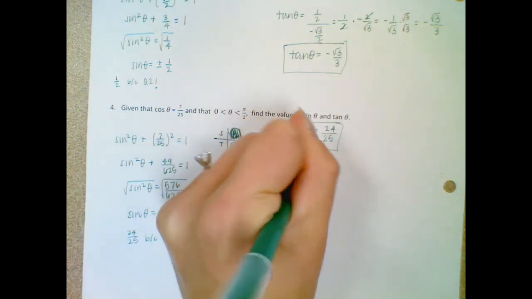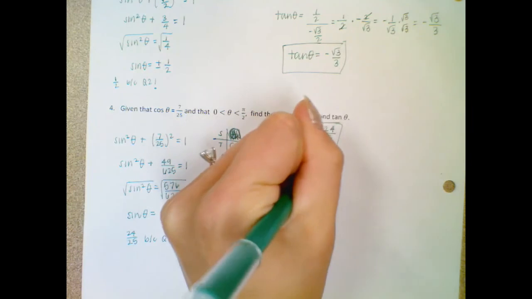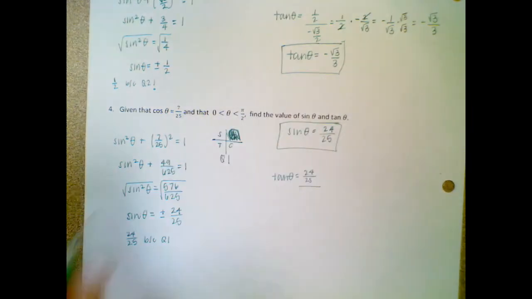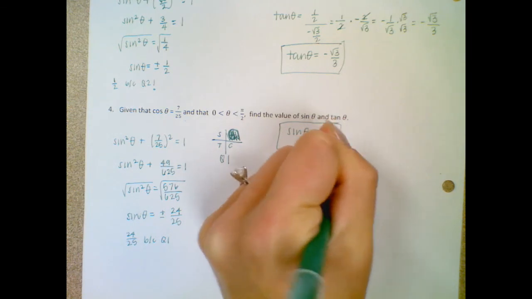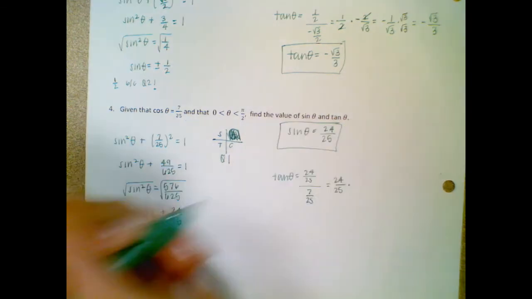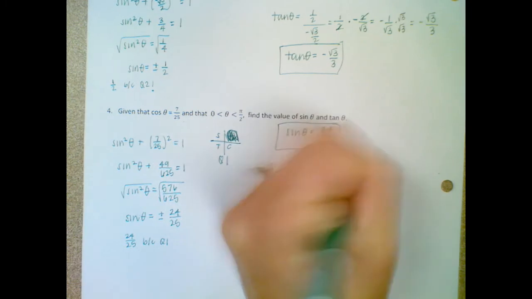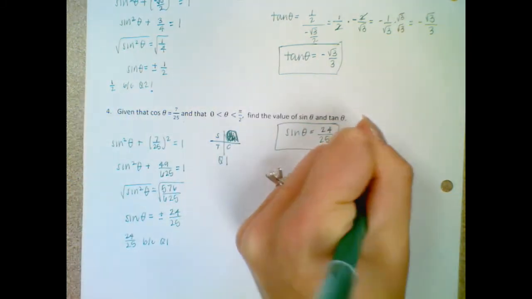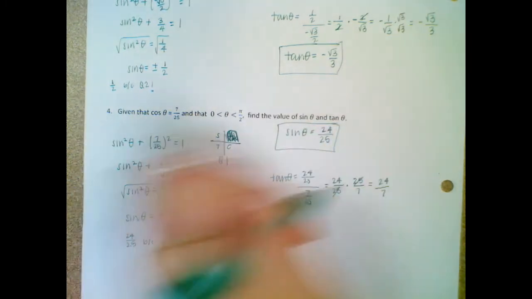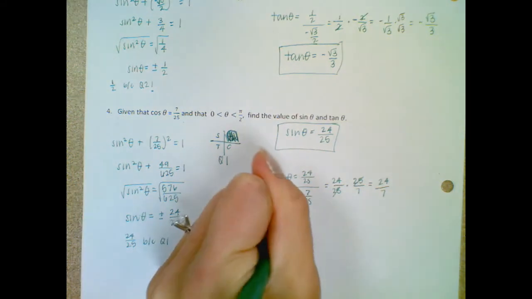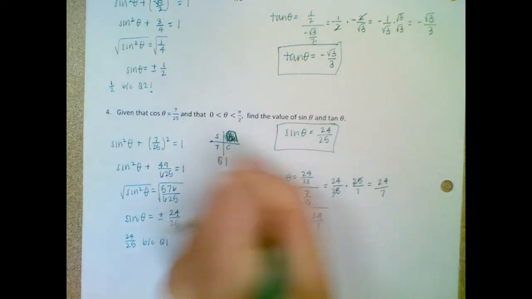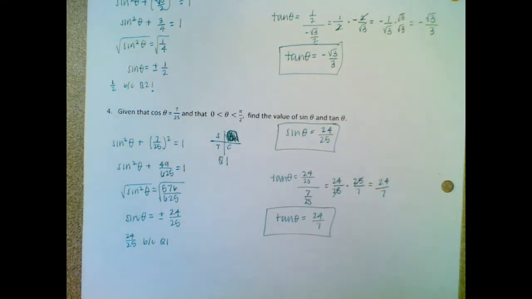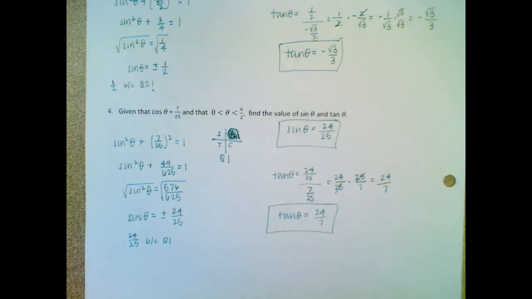So tangent of theta is 24 over 25 divided by 7 over 25, which is 24 over 25 times 25 over 7, 24 over 7, and that does not reduce. So tangent of theta equals 24 over 7. All right, that's it, guys.